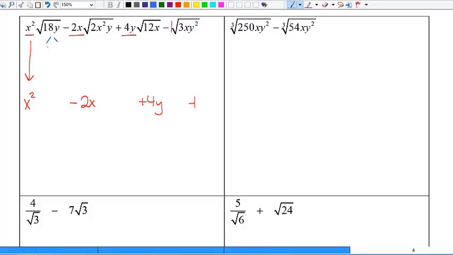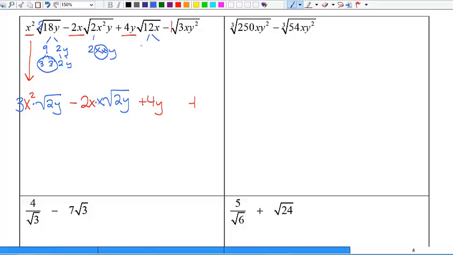So 18y can be broken down to 9 times 2 times y, 3, 3, 2, and y. I'm looking for groups of 2 this time because it's a square root. So this 3 gets to go out, and the 2y stays inside the radical. On the next radicand, I have two copies of x and a copy of y. In this one, it looks like the x comes out of the house, and the 2y stays home.